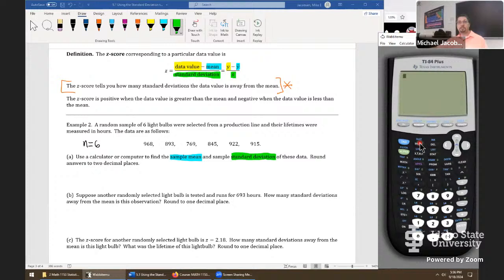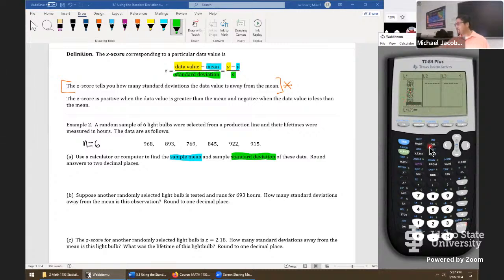Well, first thing we have to do is the ordinary mantra of hit the stat key, hit enter. You have data in there, probably from the last exam. Up arrow, hit clear and enter. So now it's wiped out. And we'll just type these in one by one. So 968 to start. 893 hours for the second light bulb. 769 hours, 845. 922, and then finally 915.